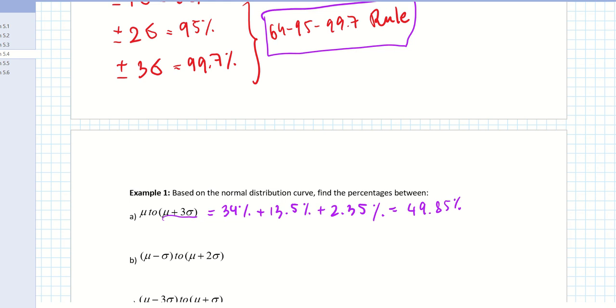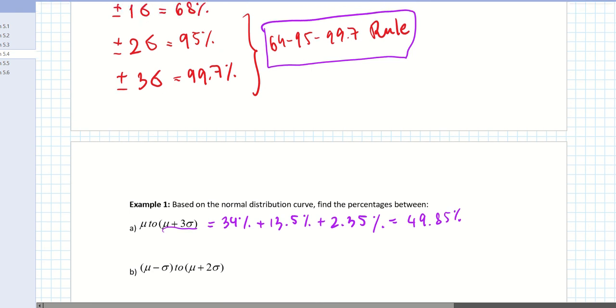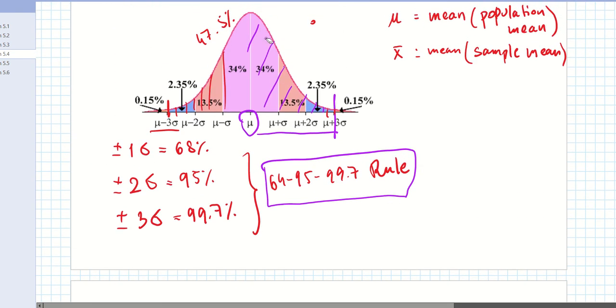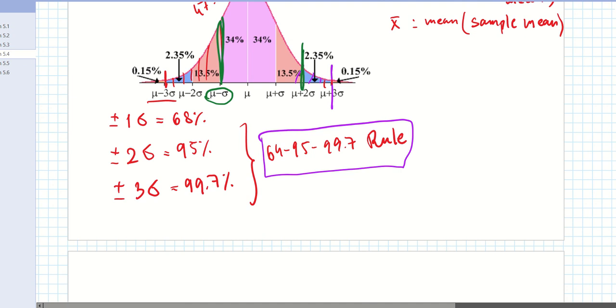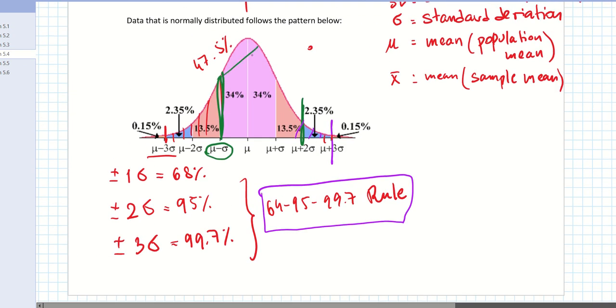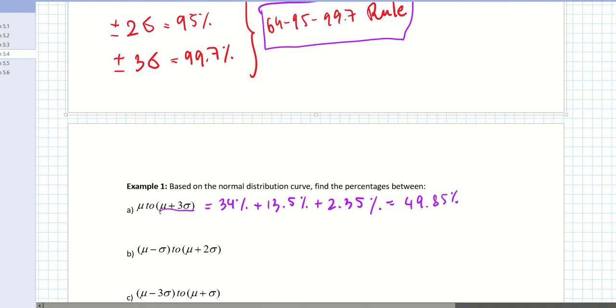So let's take a look at another case. This one says from mu minus sigma, which means 1 standard deviation to the left, to mu plus 2 sigma, which means we're going to go 2 standard deviations to the right. So in this case, we're starting here, and we're going to go plus 2, all the way to here. So now we're looking at all of this area. We have 34 plus 34 plus 13.5. So that's going to be our B part.